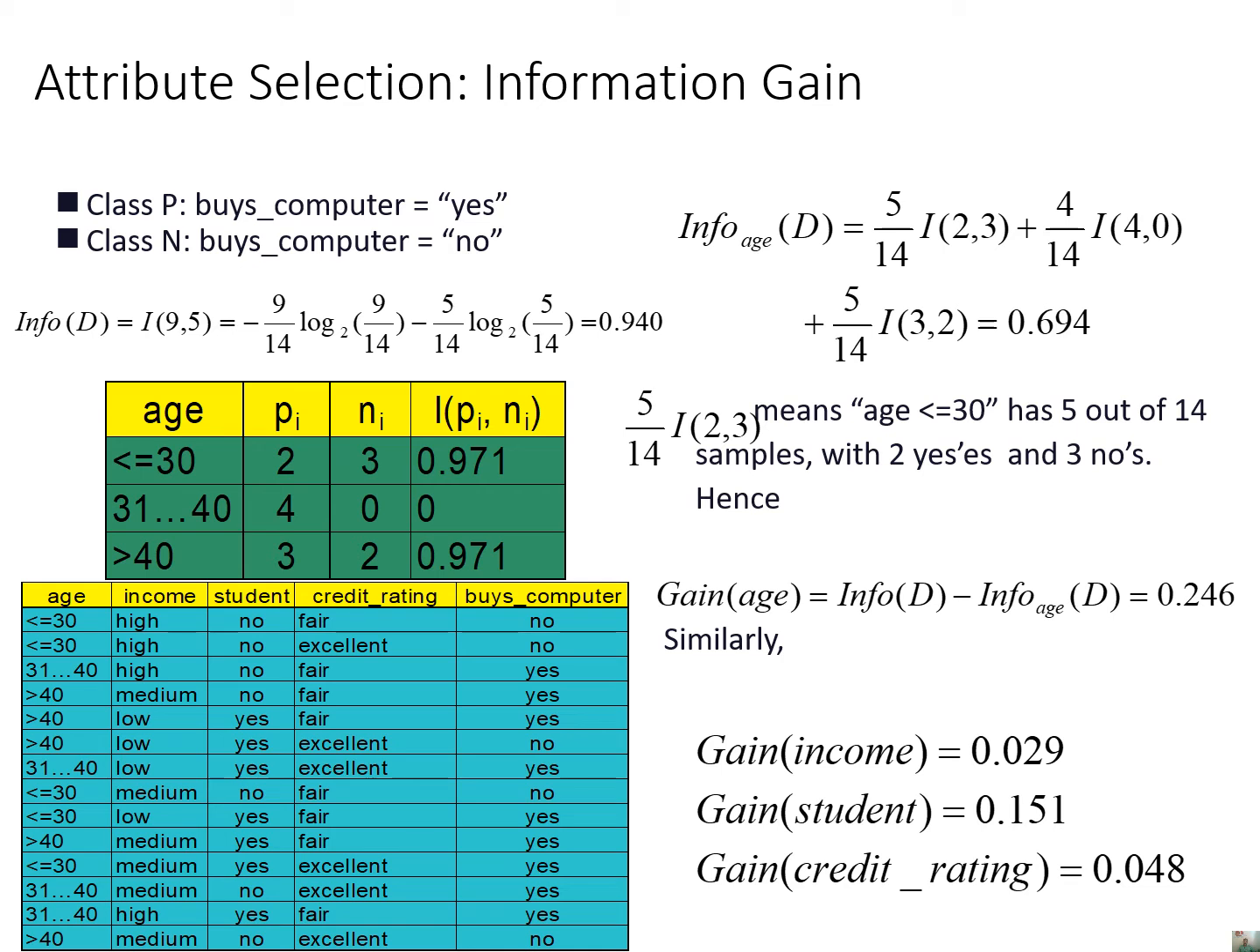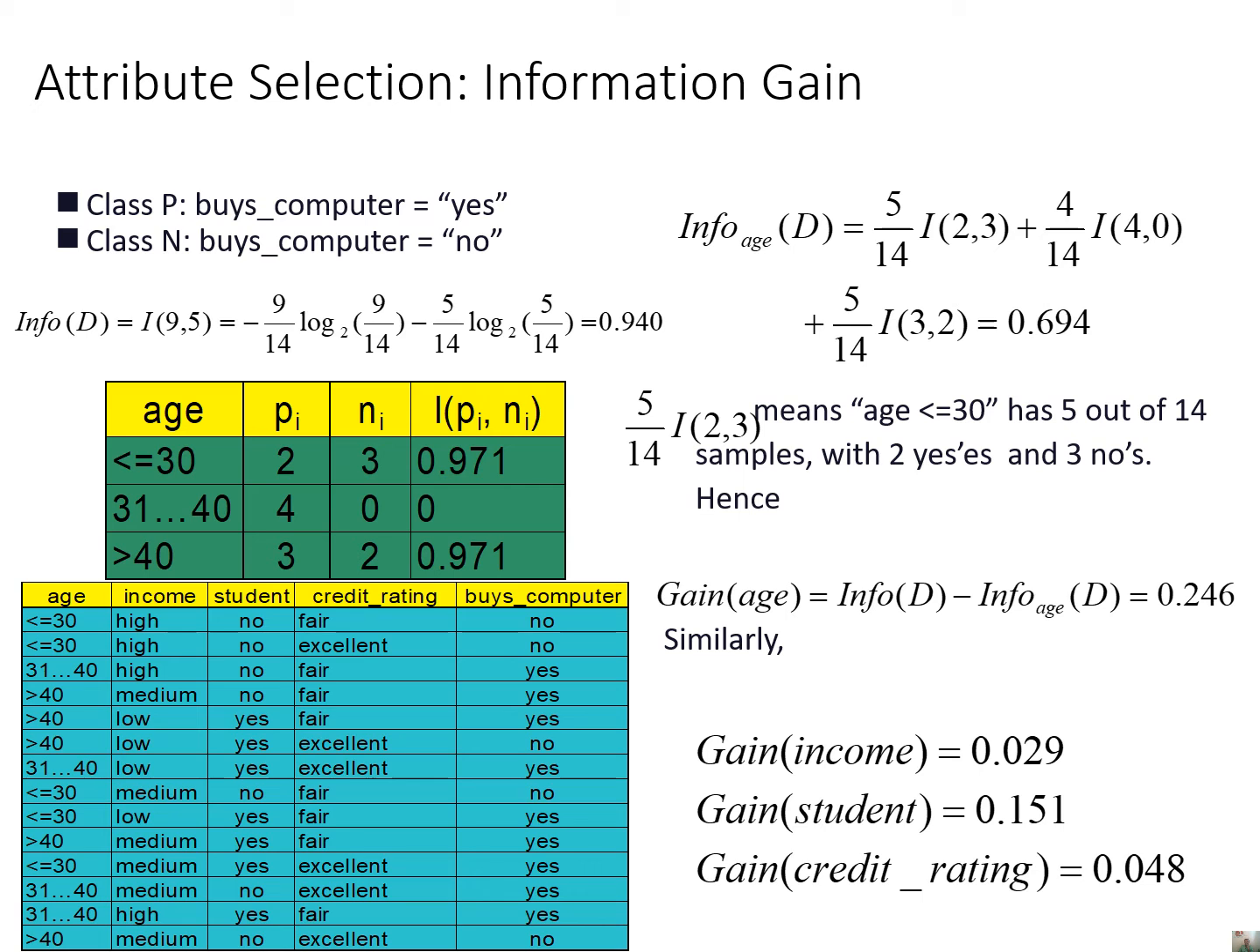For age greater than 40, there is a probability that 3 people will buy a computer and 2 will not. So we will apply the information formula with that particular class to generate I, because out of this we are going to check how many will buy a computer and how many will not. So 2 will buy and 3 will not; 2 plus 3 is 5. Out of 14, we have 5 possibilities for age less than or equal to 30.